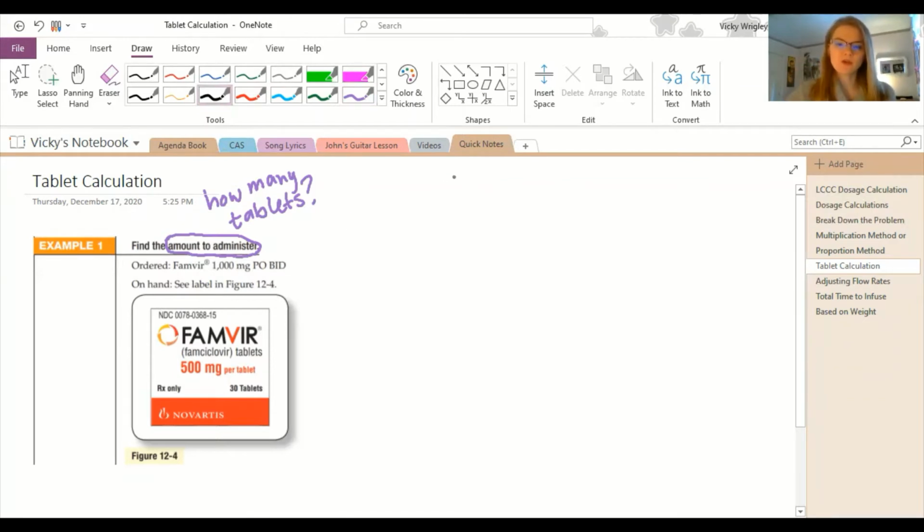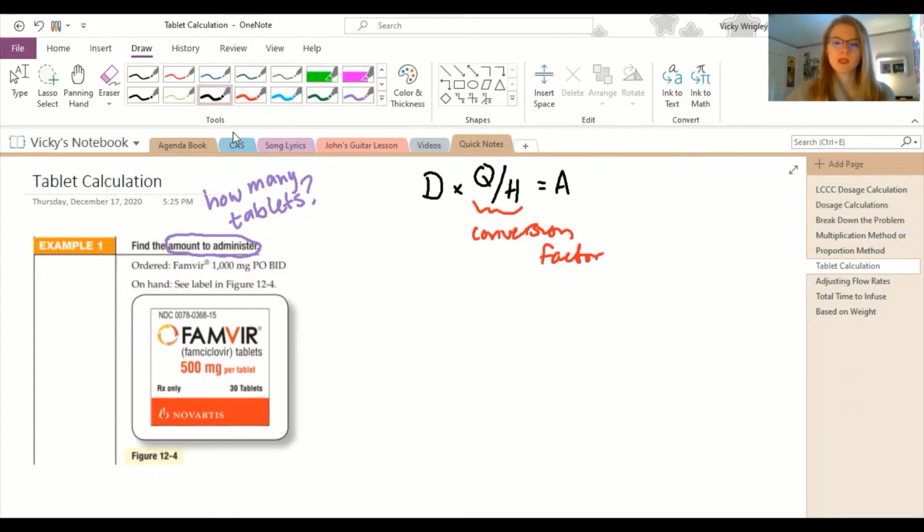So let's start with our formula. Desired dose multiplied by the vehicle over the dose on hand is going to give us how many tablets we need. And remembering that this guy here is our conversion factor. So let's plug in what we know to this formula here. Our desired dose is what the doctor ordered, 1,000 milligrams. Doctor ordered 1,000 milligrams for this patient. And we're going to multiply that by the conversion factor.